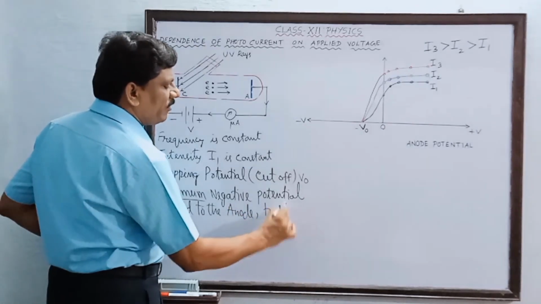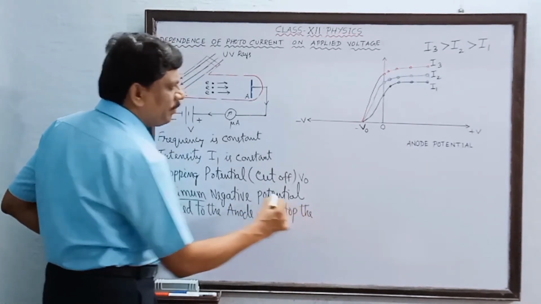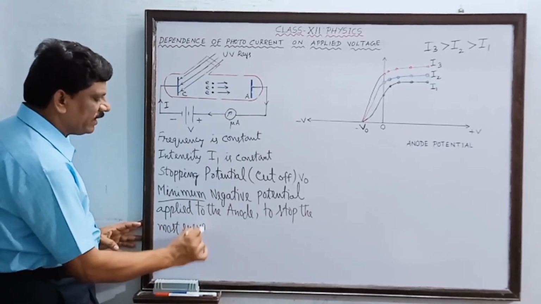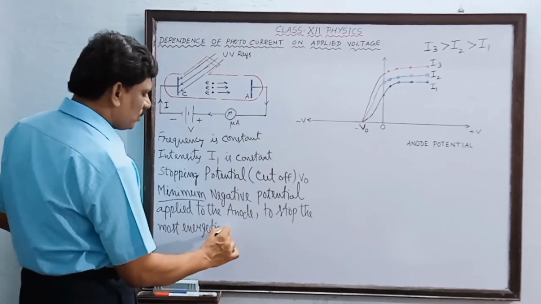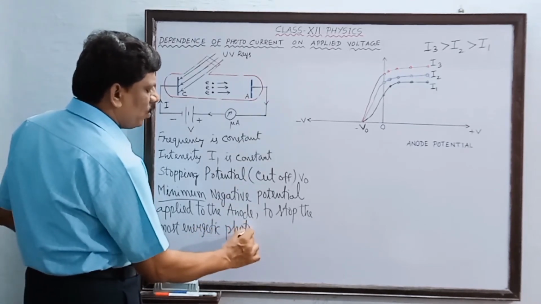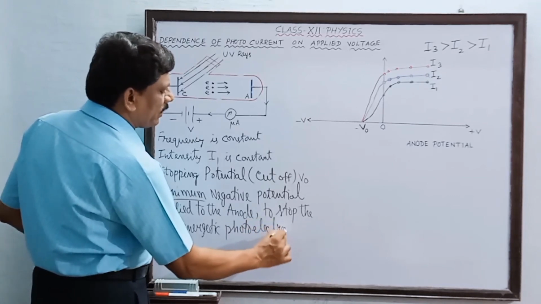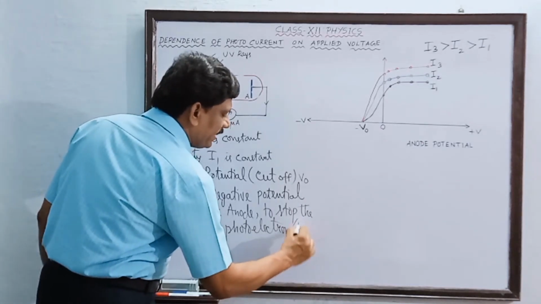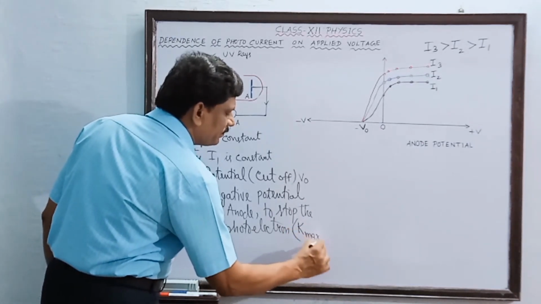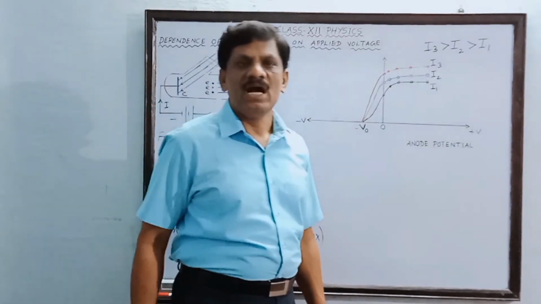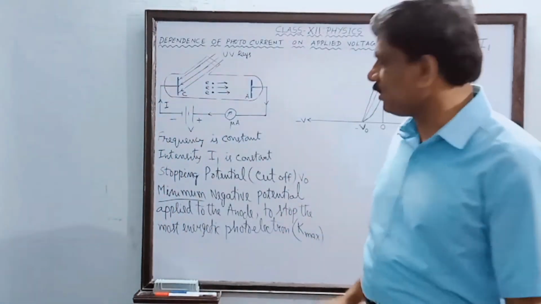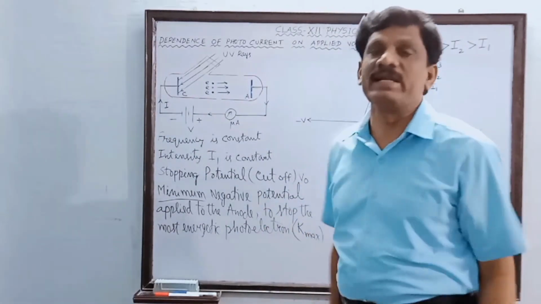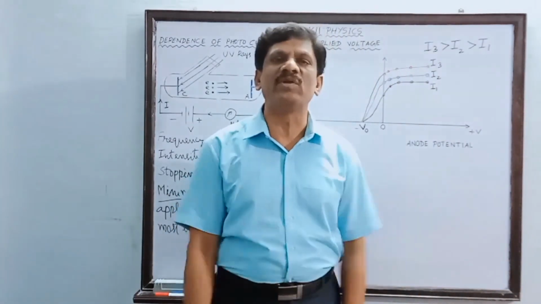Okay. What for we are applying this? To stop the most energetic photoelectron. So to stop the most energetic photoelectron, which is having what? Maximum kinetic energy. That means its kinetic energy is K maximum. Okay, the kinetic energy of the fastest photoelectron is denoted by the symbol K max, that is kinetic energy maximum. Even that photoelectron also will be stopped at this negative potential.